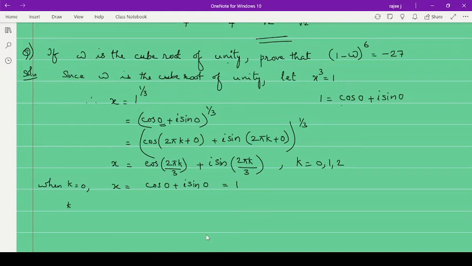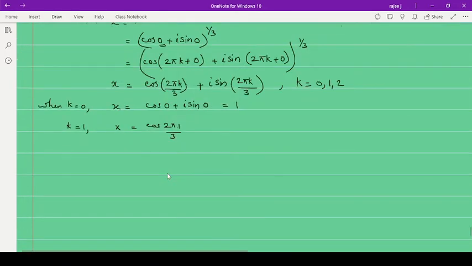Now when k is equal to 1, x is equal to cos of 2 into pi into 1 by 3, means you are getting cos 2 pi by 3 plus i sin 2 pi by 3, which is equal to cos 120. Now 2 into pi means 360 divided by 3, so this is 120. So it is cos 120.